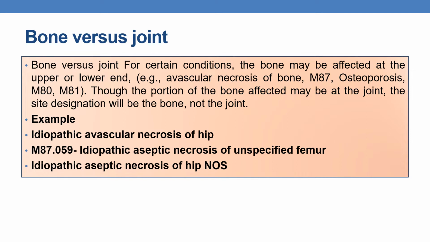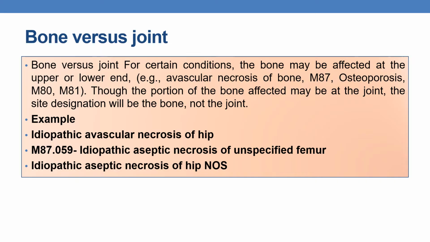Now coming to bone versus joint. For certain conditions, bone may be affected at the upper or lower end. For example, avascular necrosis of bone, which comes under the category M85, or osteoporosis, which comes under the categories M80 and M81. Though the portion of bone affected may be at the joint, the site designation will be the bone, not the joint. This is important. Though the portion of the bone affected may be at the joint, the site designation will be of bone, not the joint.